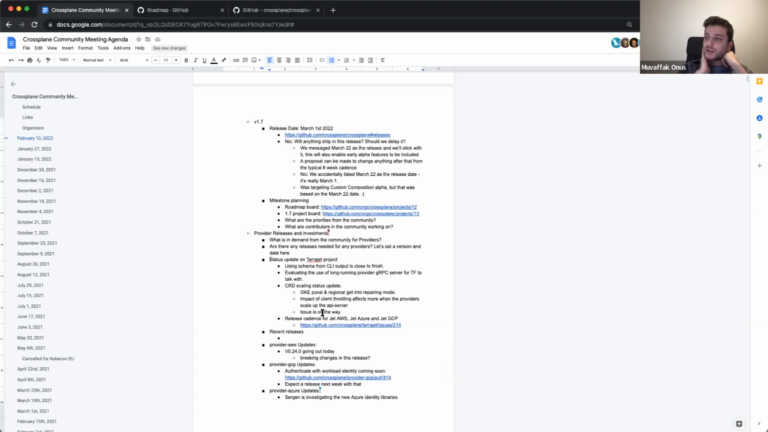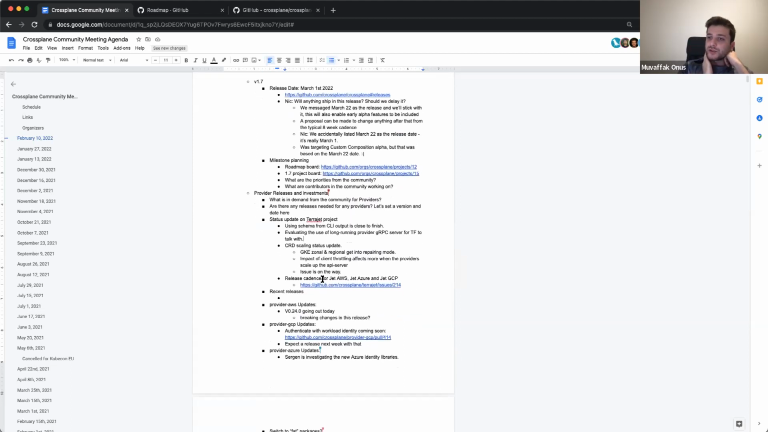So the first one is using Schema from CLI, which Hassan is working on and finishing. Essentially, right now we're importing Terraform provider code bases to get the schema in Go.